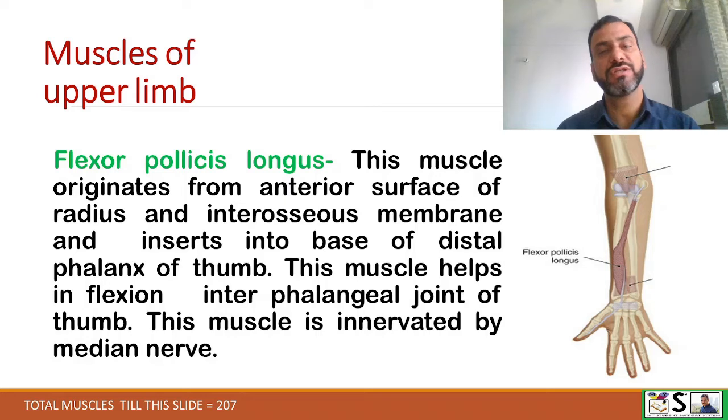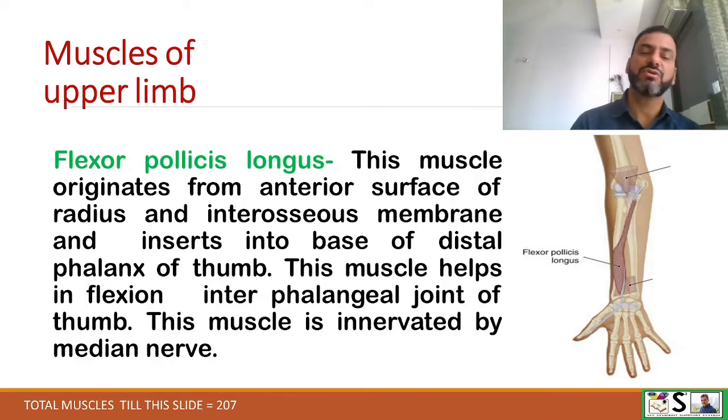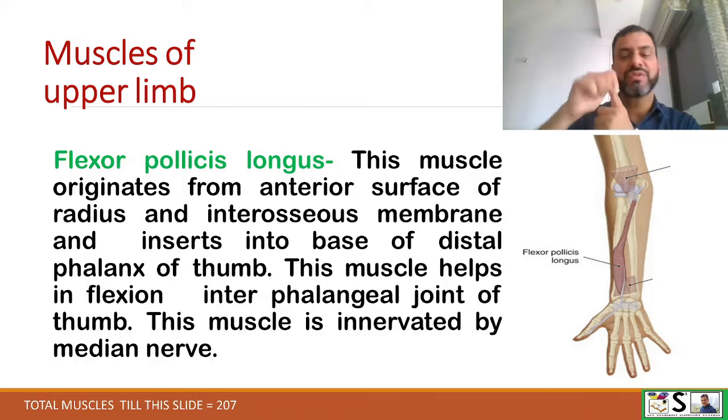Flexor pollicis longus. This muscle originates from the anterior surface of the radius and interosseous membrane and inserts into base of the distal phalanx of thumb. This muscle helps in flexion at interphalangeal joint of the thumb, and this muscle is innervated by median nerve.